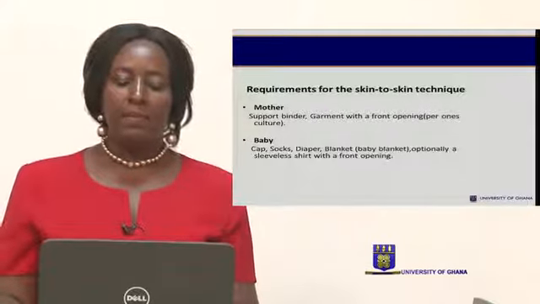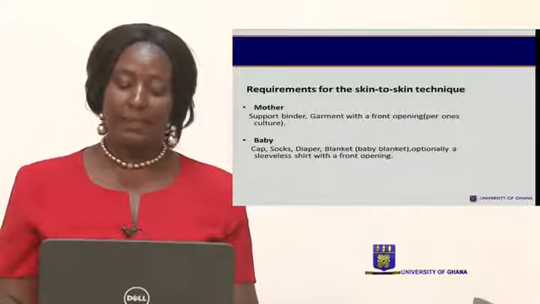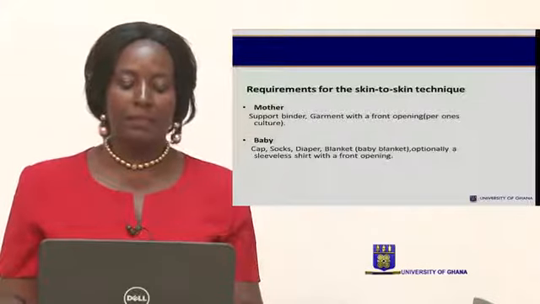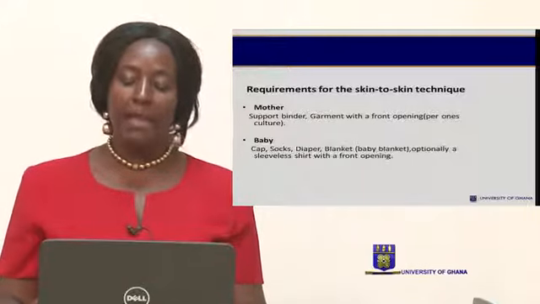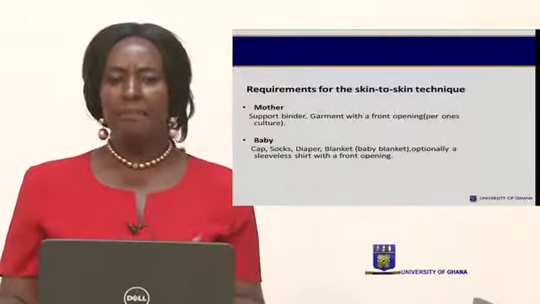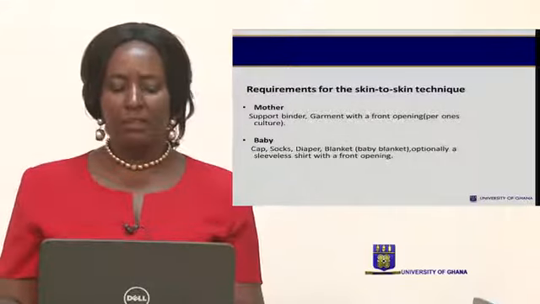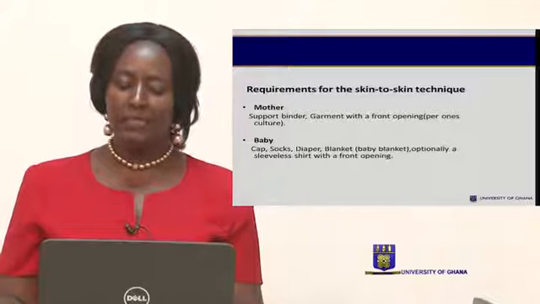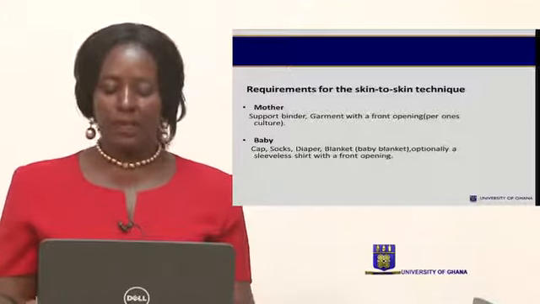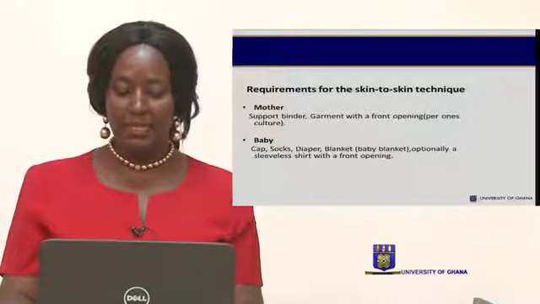And then for the baby, we need a cap for the head, and then socks, because we want to conserve heat. The baby will also wear diapers, and then when we place the baby on the mother's chest, we'll place a blanket on the baby. So a baby blanket, and then optionally a dress with long sleeves in front, so that the baby will wear it, open chest, and then we close it nicely.